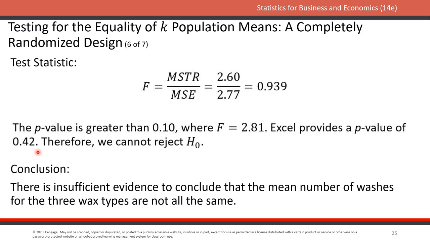So it doesn't look like there's a difference in the treatment types, the different types of car wax, as far as we can tell. And thinking about this practically, the statistical claim is there's insufficient evidence to reject the null hypothesis. So that's the stats claim. This is a little bit more common sense: insufficient evidence to determine that the mean washes for the wax types are not all the same.